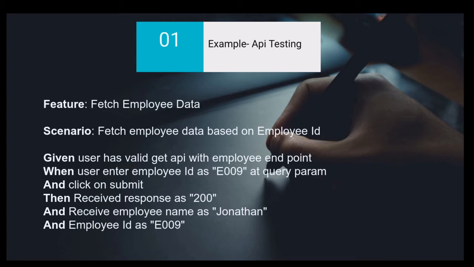Here the test case step I have written is: given user has valid GET API with employee endpoint. So I have an endpoint for an employee API, and this is my prerequisite. When user enters employee ID as "E009", I marked it in double quotes because this is a pattern to write for the Cucumber framework and for JBehave, whatever frameworks for BDD support. So this is our input value.